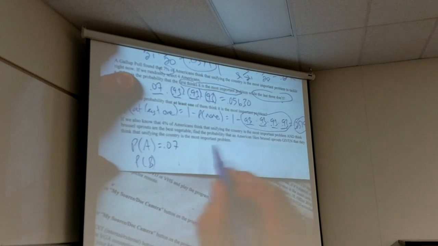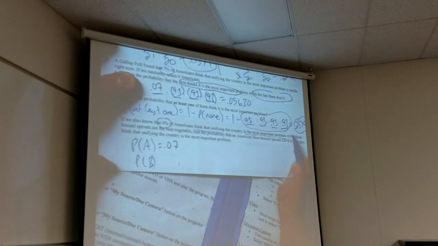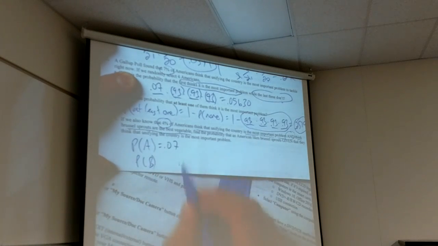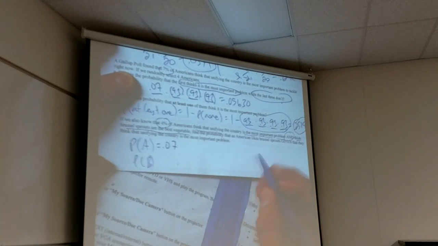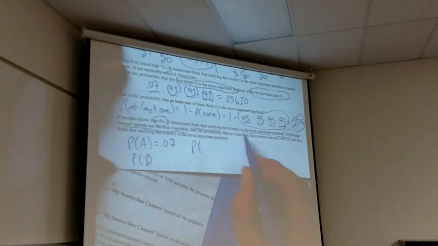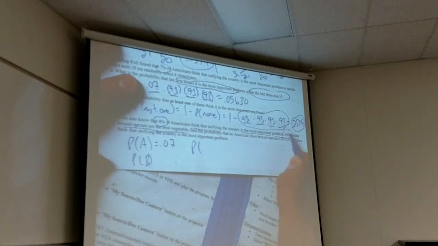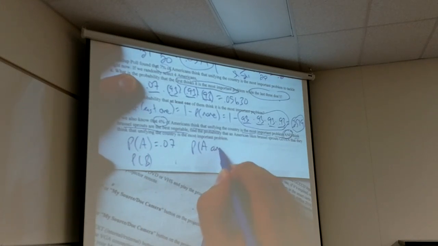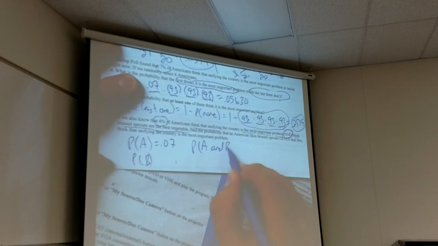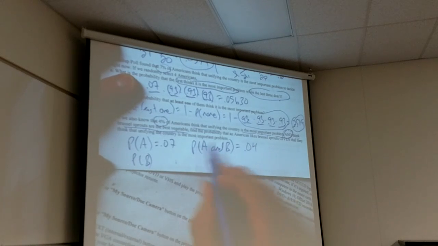Now, how do I write this then? 4% think that unifying the country is the most important, and think that Brussels sprouts are the best vegetable. So how do I write that in symbols? They think that unifying the country is the most important problem. I call that A. And Brussels sprouts are the best vegetable. So that's that. And then what does that equal to? 4%.